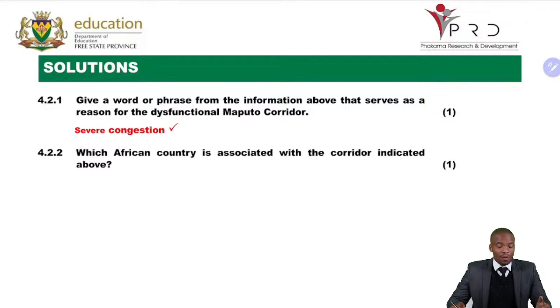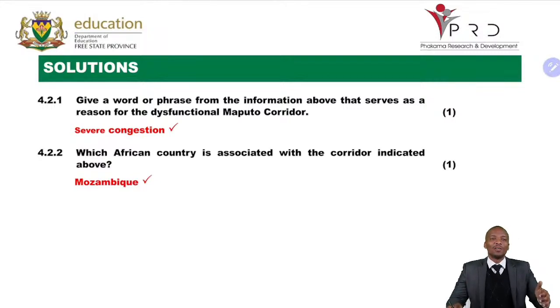Question 4.2.2. Which African country is associated with the corridor indicated above? You see the questions now, grade 12. It says for us, we know our map domestically, regionally, provinces. Then after that, we can be able to know how this corridor links with other parts of the country. Let's see if you got it correct. Okay, the answer there is Mozambique. So if you've got that as the answer, 1 mark for you. So it's already 2 out of 10, 20%.